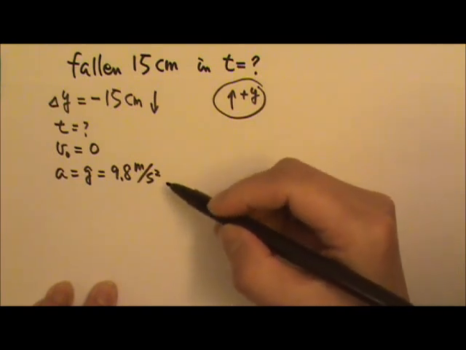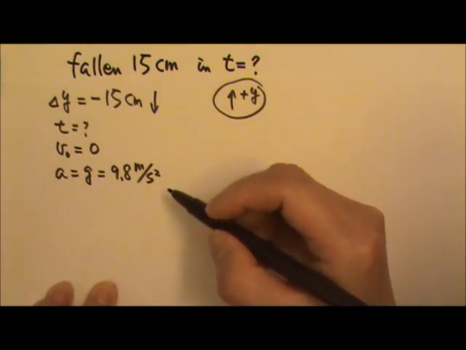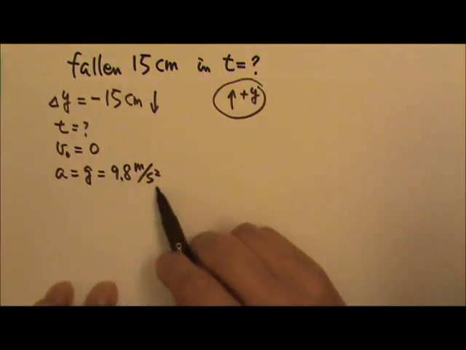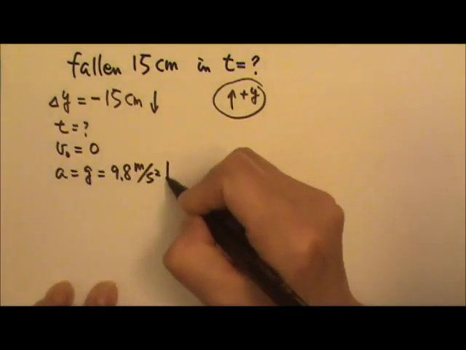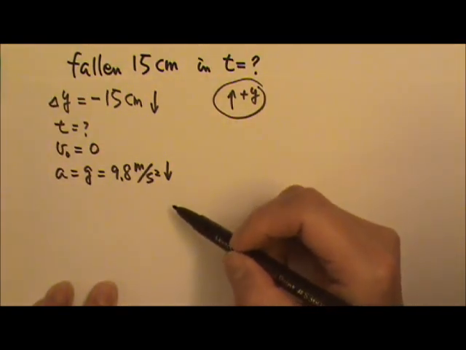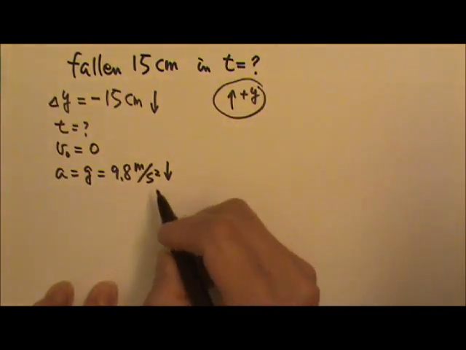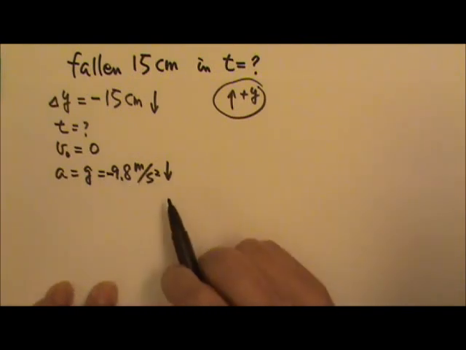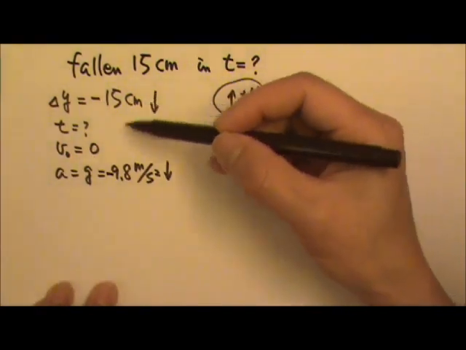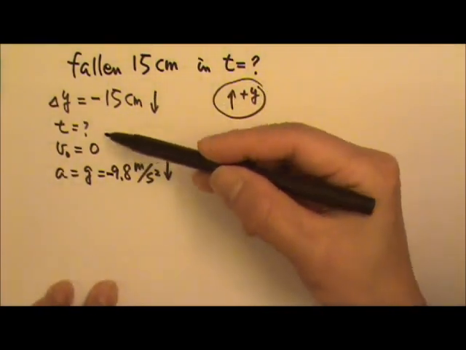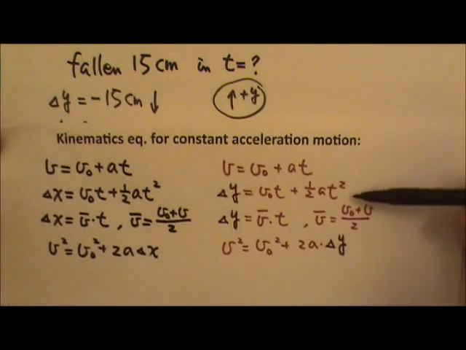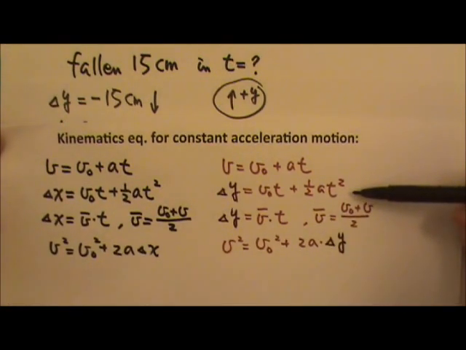Since this is a lab, I'm not going to round it to 10. Acceleration is also a vector, and this gravitational acceleration points downward, because gravity pulls down and the falling objects accelerate downward. Therefore, we have to make this acceleration negative for the negative y direction. We have these three things, and we're looking for time. There is no final velocity involved, so this equation can be convenient to use.